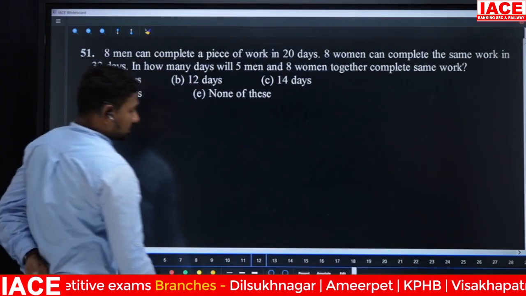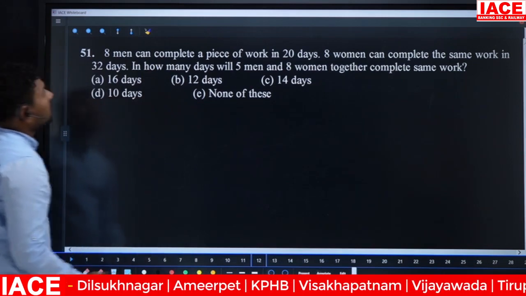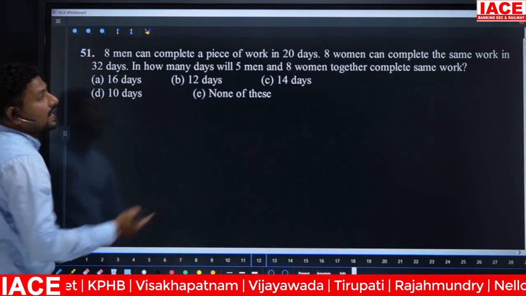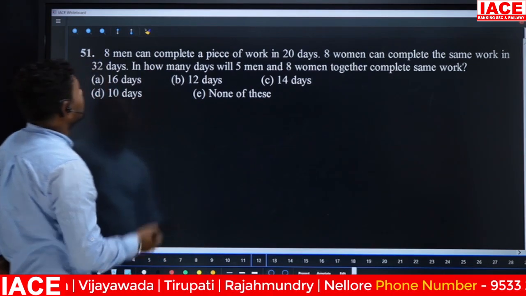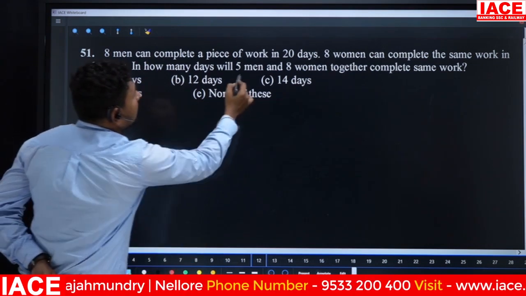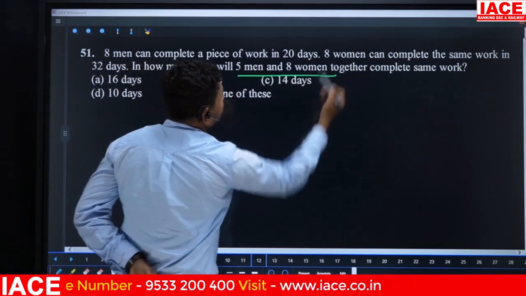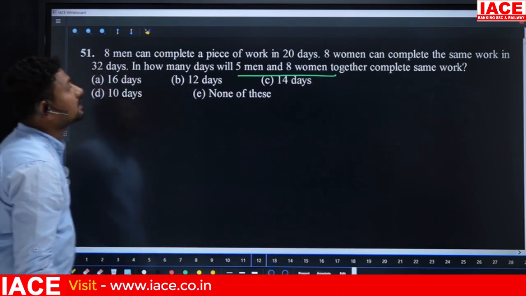And come to the next question, 51. 8 men can complete a piece of work in 20 days. 8 women can complete the same piece of work in 32 days. In how many days can 5 men and 8 women together complete the same work?